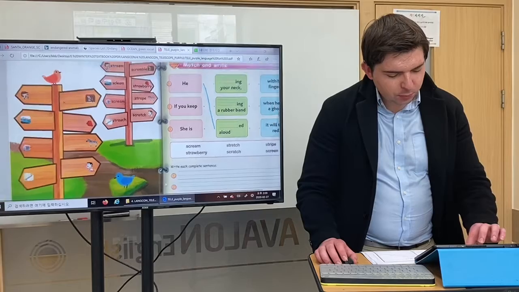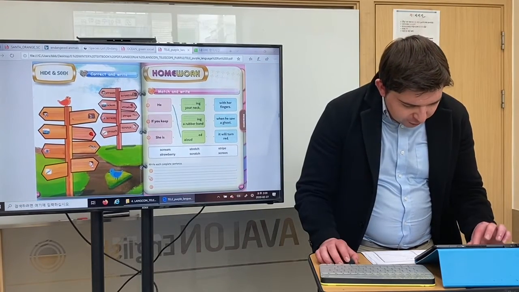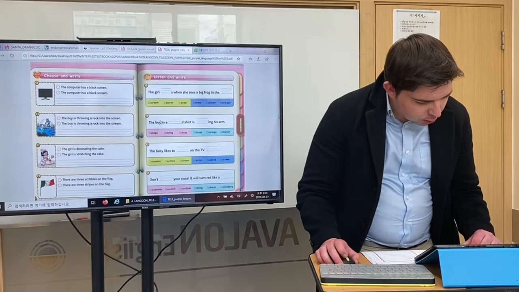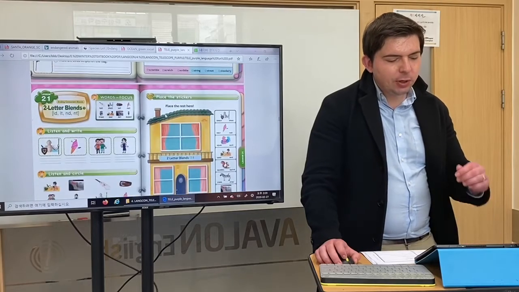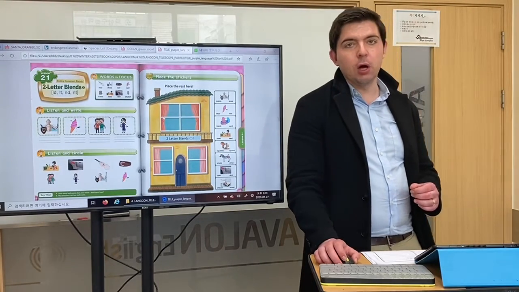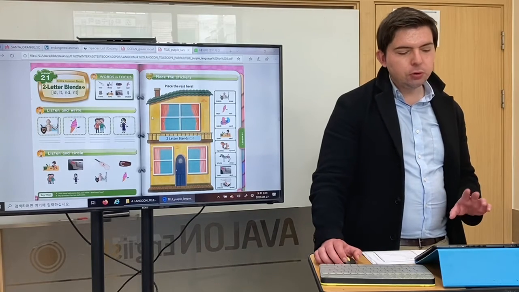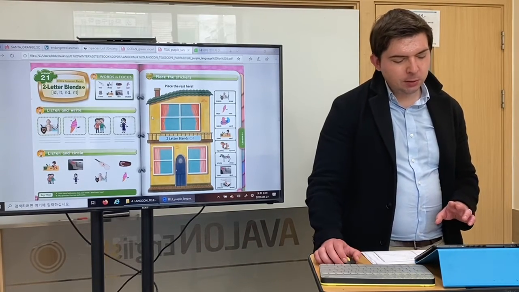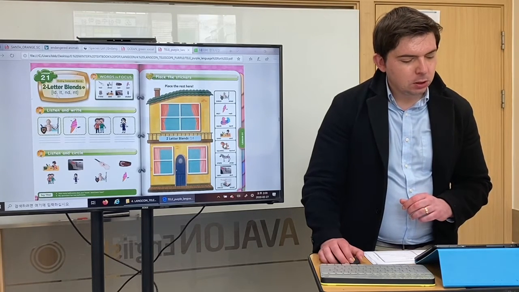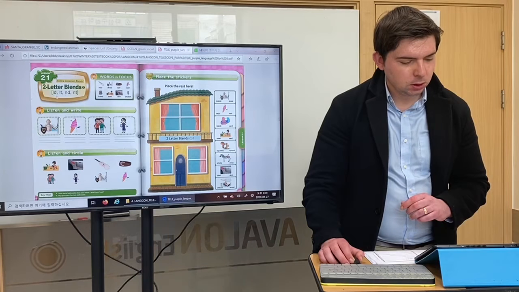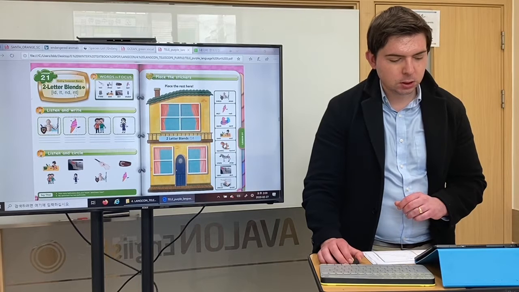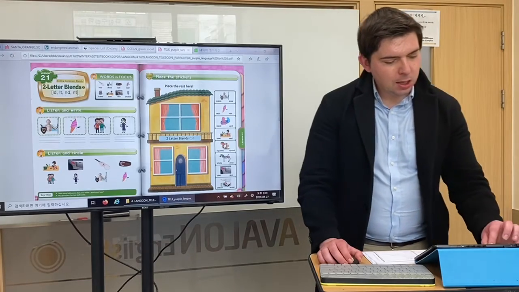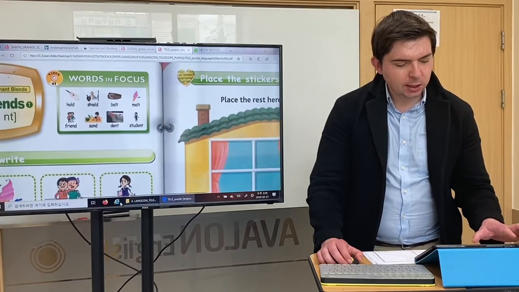Now, your homework is going to be here, 255, 256, 257, and we are continuing now on to lesson 21, two-letter blends. Okay? So we have ld, lt, nd. And the words that we have to learn today, new vocabulary.